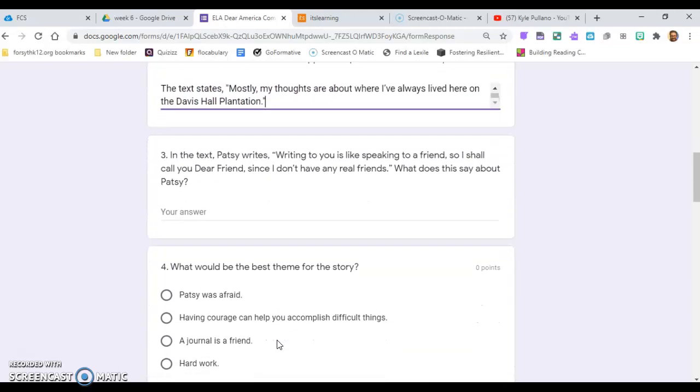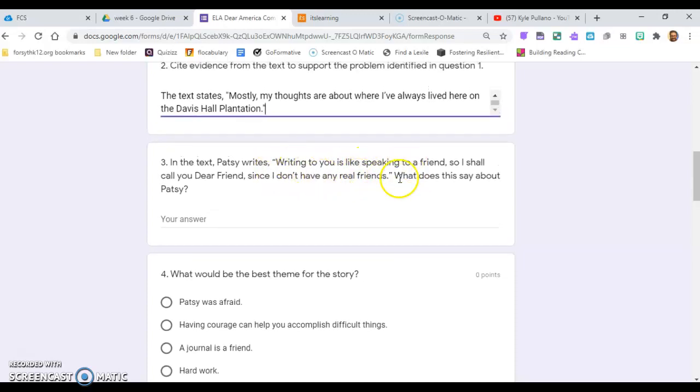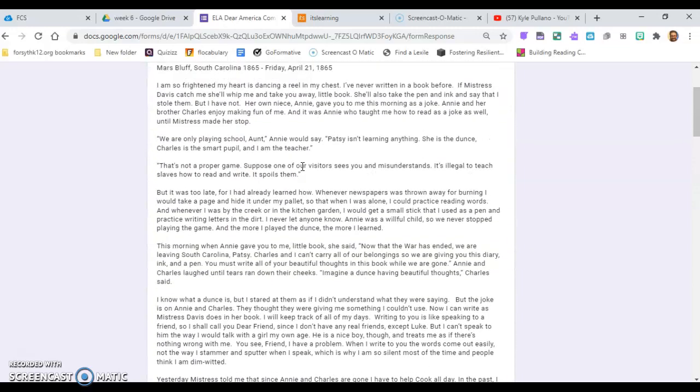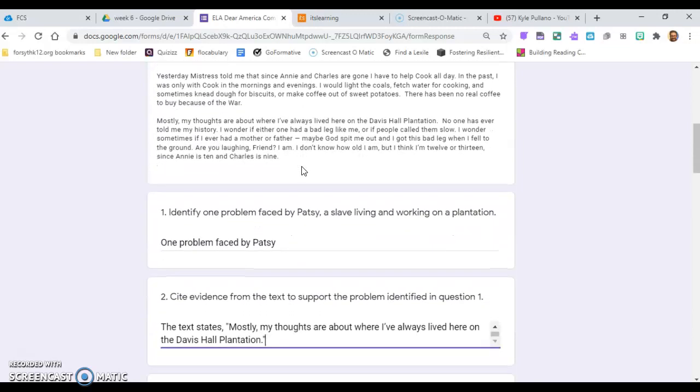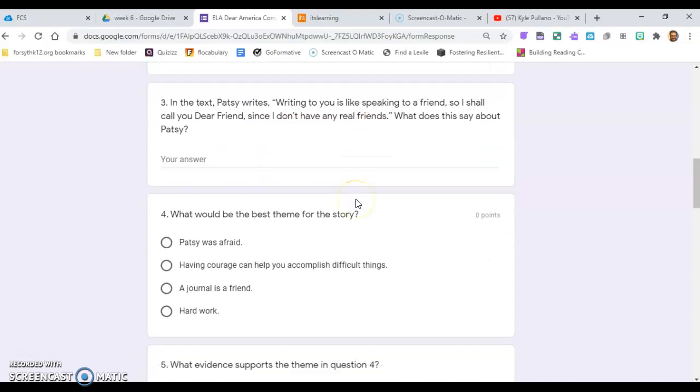Question 3, in the text, Patsy writes, writing to you is like speaking to a friend, so I shall call you dear friend, since I don't have any real friends. And so in the text, this is a part of the passage. What does this say about Patsy? I will say this, that you need to make sure that anytime you see something from the text that's quoted, go back and look and find where that is. After you've read this, you should know about where that is. Read and get a feel for what's happening in the context of the story. Then you write a complete sentence.